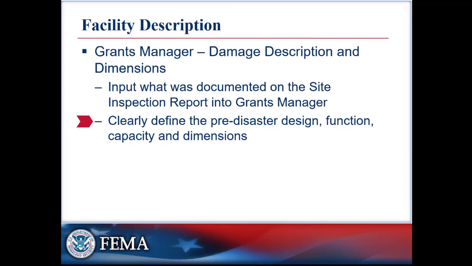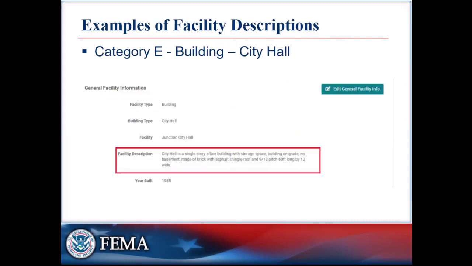Facility description should clearly define the pre-disaster design, function, capacity, and dimensions. So if we are referring to our City Hall example, the facility description could read, City Hall is a single-story office building with storage space, building on grade, no basement, made of brick with asphalt shingle roof and 9/12 pitch, approximately 60 feet long by 12 feet wide. So this is a good facility description.